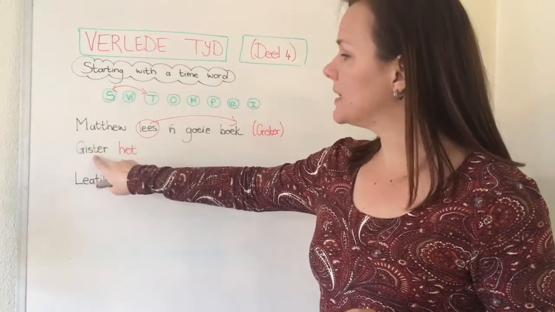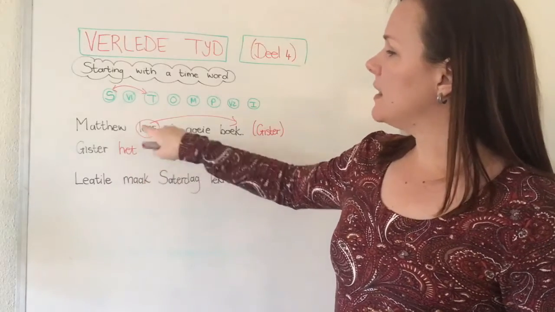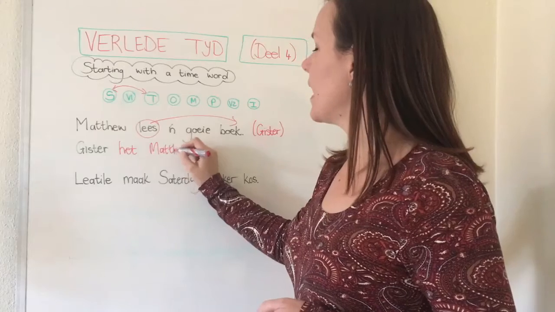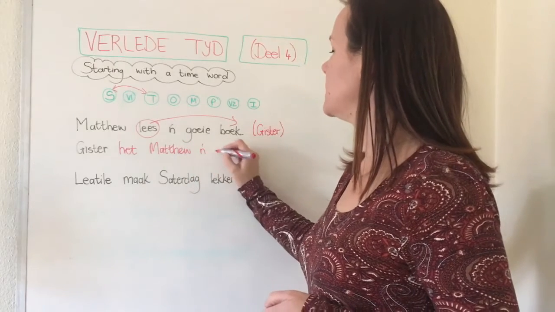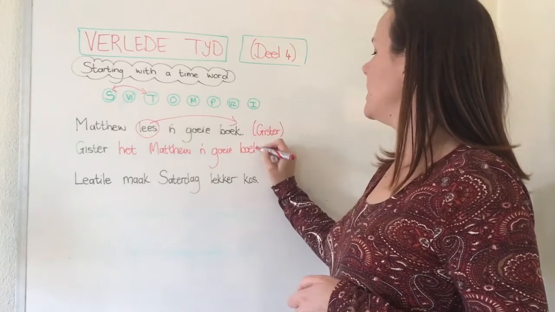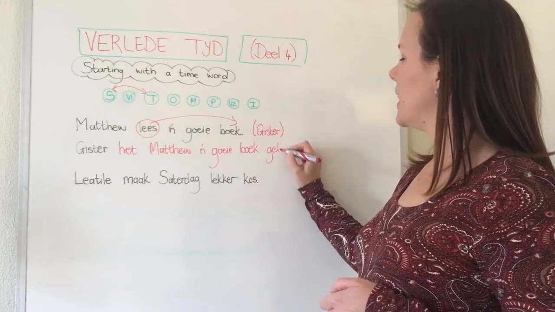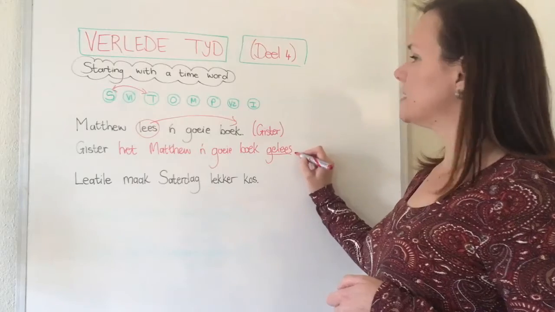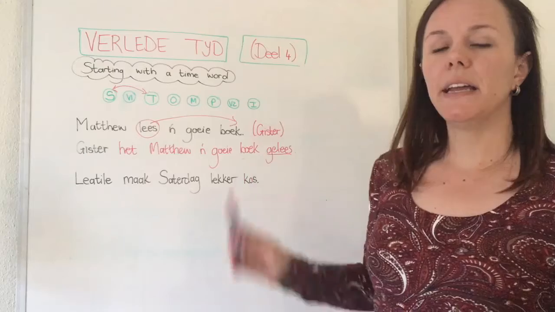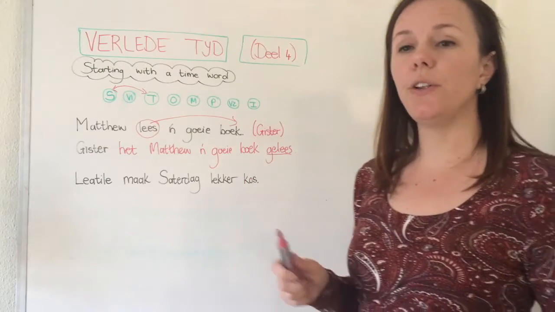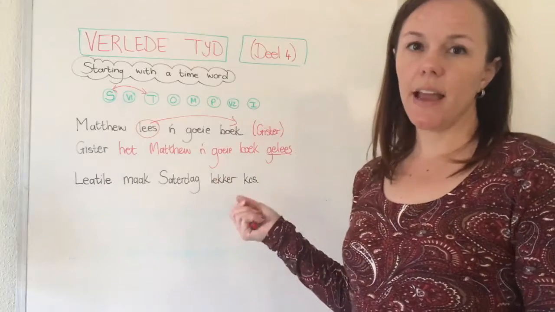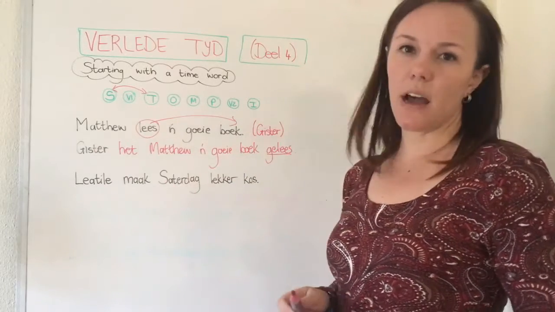So now I have my time, my verb 1, then I will have my subject, Matthew, and then the rest of the sentence, 'n goeie boek, and then ge and my main verb, gelees. So gister het Matthew 'n goeie boek gelees. Yesterday Matthew read a good book. Instead of Matthew read a good book yesterday. Okay, we just start with the time word.